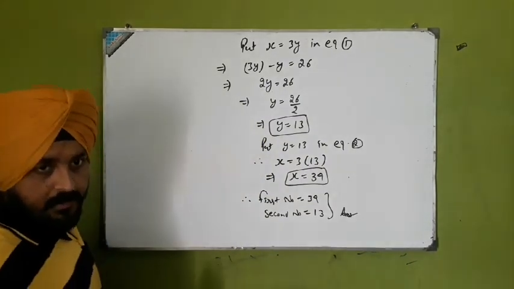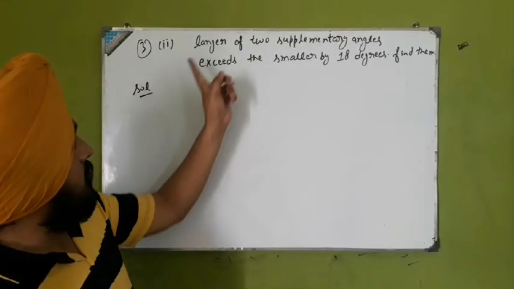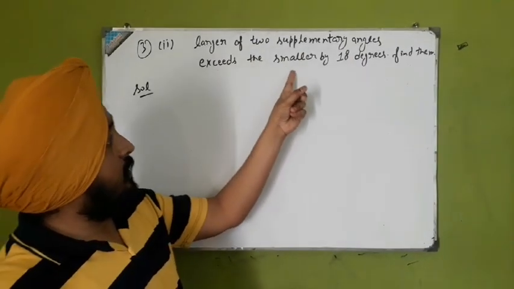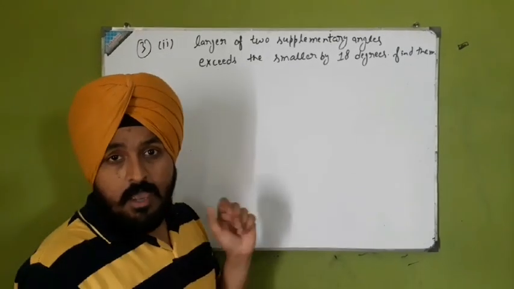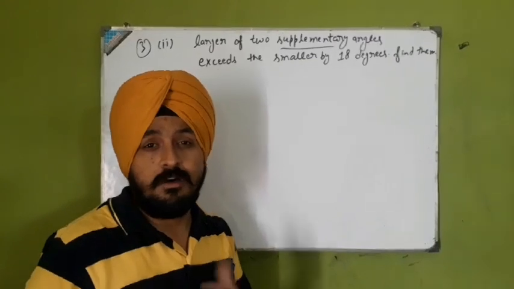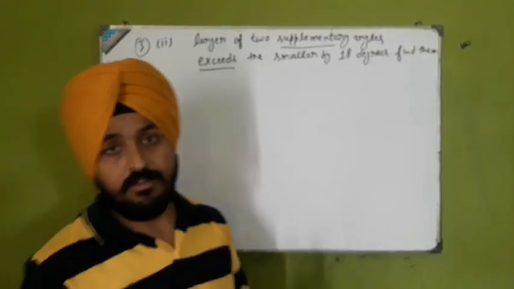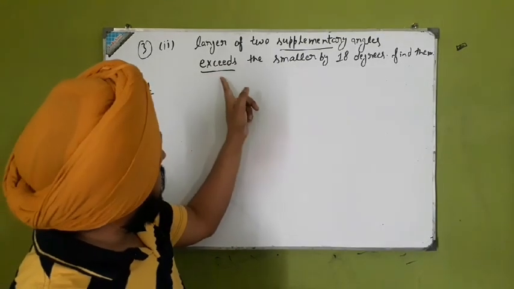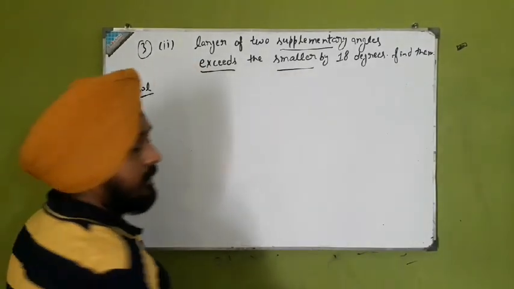The larger of two supplementary angles. Now the second part of the third question. The larger of two supplementary angles exceeds the smaller angle by 18 degrees. Find them. You have to focus on the vocab words there. Supplementary. Yes. What do you mean by supplementary angles? Those two angles whose sum is 180 degrees. And exceeds means more than. The larger angle is greater than the smaller angle by 18 degrees.